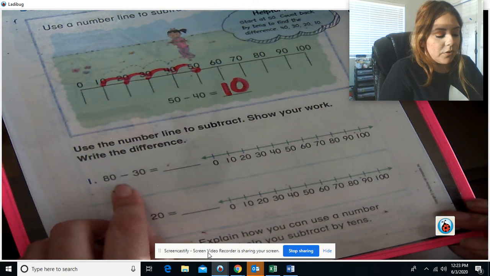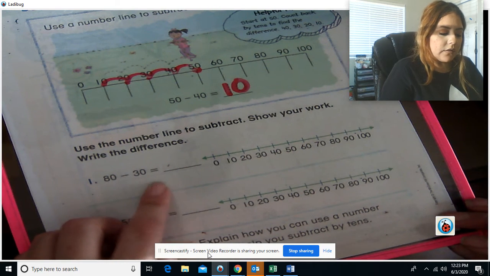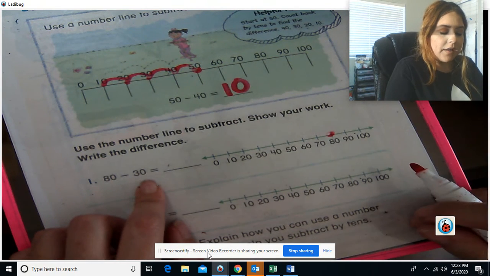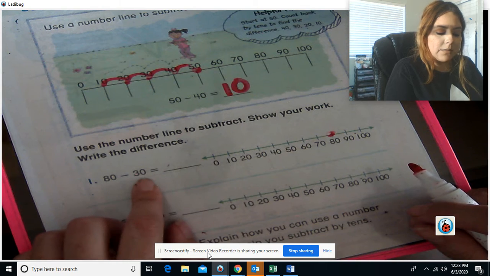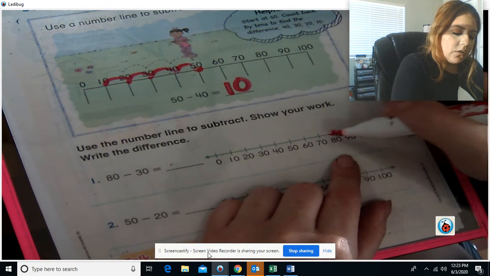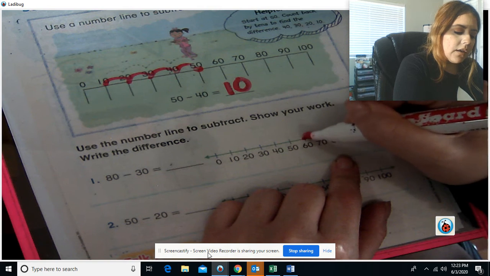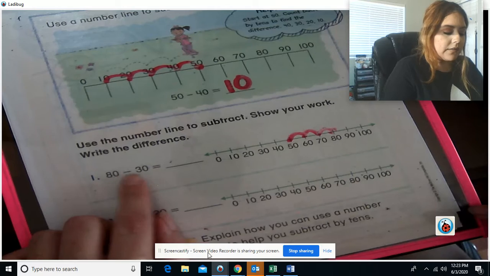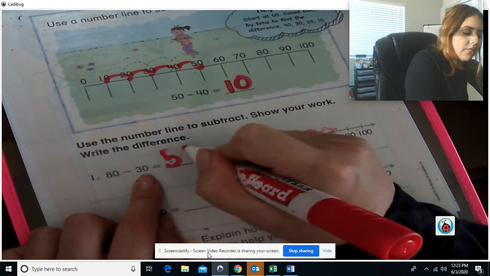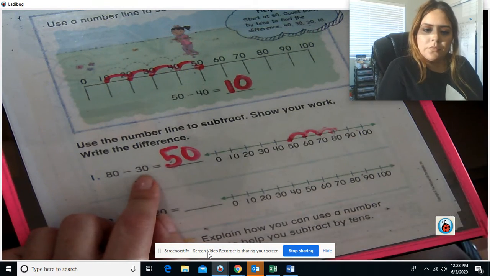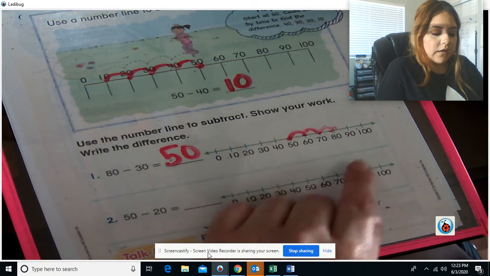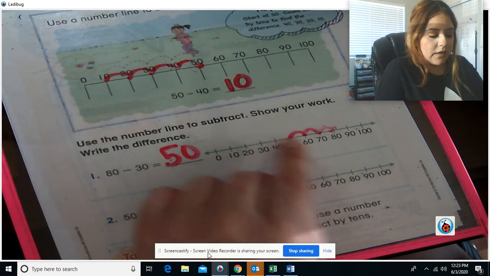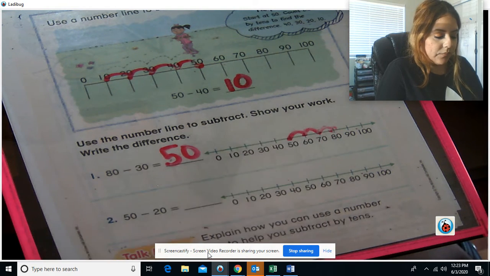Okay? Number 1 says 80 minus 30. So we're going to find the number 80 on our number line, and we're going to jump back 30 spots. Minus 30 means we're going to jump backwards. So we go 10, 20, 30, and I landed on the 50. So that means that 80 minus 30 equals 50. I made 3 jumps, so 3 groups of 10 makes 30. 1, 2, 3. 10, 20, 30.